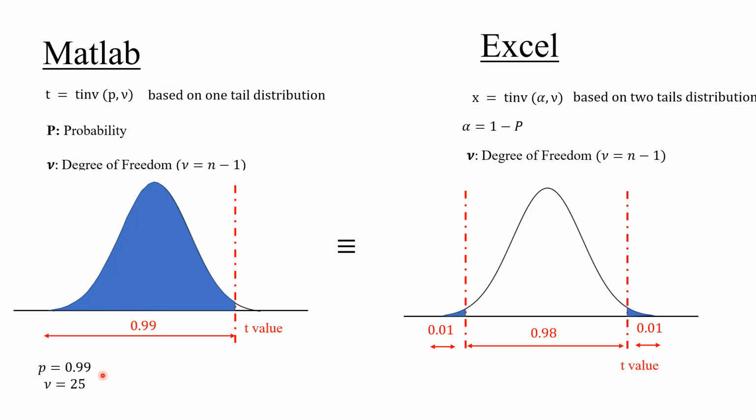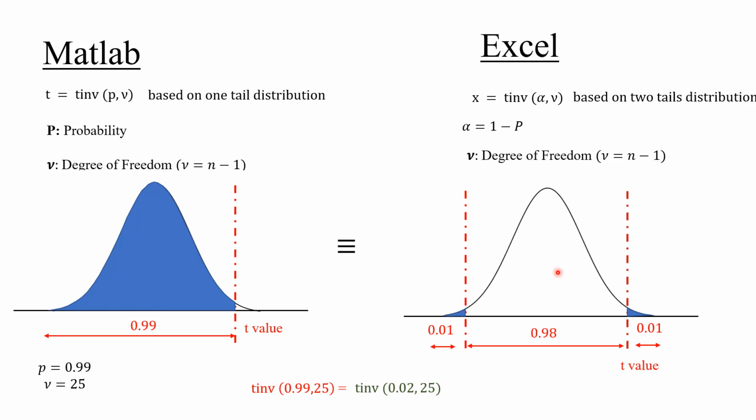So if we have a 99% probability, and let's assume a degree of freedom of 25, in Matlab you have to plug in 99%, degree of freedom 25, and it gives you the corresponding t-value here. In Excel, you use 1 minus the probability, or 0.0225. So these two values are going to be the same. One you plug in Excel, the other one in Matlab.